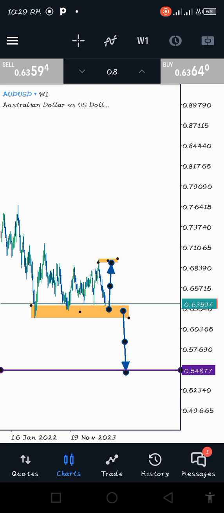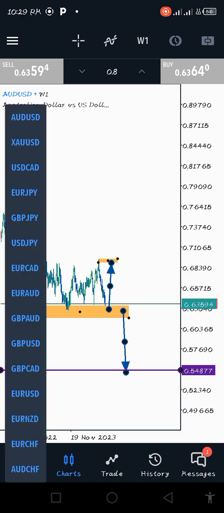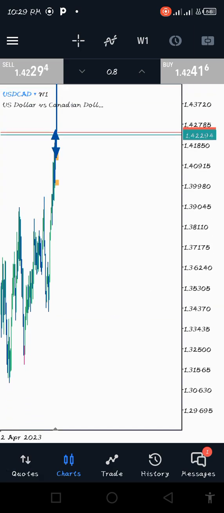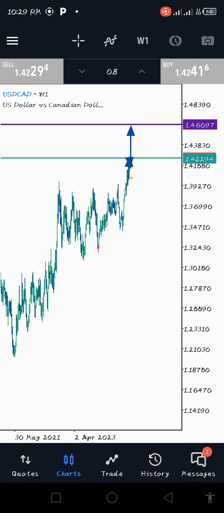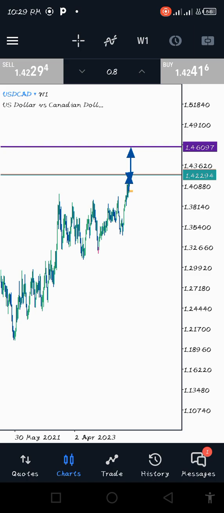That's why we have more pairs on for trading. So we move to the next pair, that is USD/CAD. I don't want to analyze GBP/JPY because of the high level of uncertainty on that pair right now on my side.